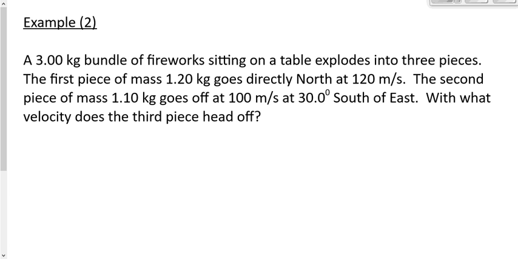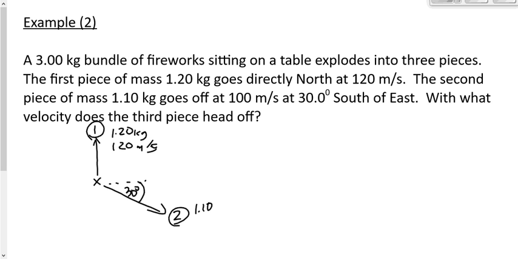Let's draw a picture of it, though, to help us visualize what's going on here. I'm going to put an X as my explosion point. This is where it is when it explodes. We have a piece that goes directly north. I'm going to call that piece number 1. I'm going to make its mass 1.20 kilograms and its velocity 120 meters per second. Now the second piece is going to go south of east, 30 degrees south of east. The mass is 1.10 kilograms, and the velocity of this is 100 meters per second.